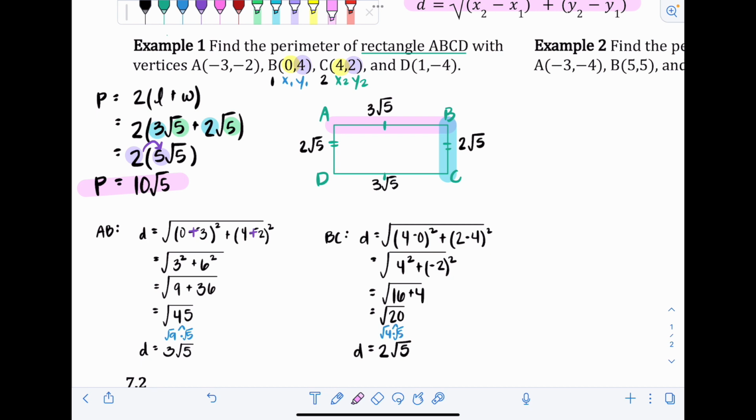And then if we wanted to get a decimal approximation, you would just have to find the square root of 5 on a calculator and then multiply that by 10, and it ends up being about 22.4 units. So it's good to be able to see them in both. That way, if you ever have a multiple choice question that presents it in one way or the other, you recognize each way.